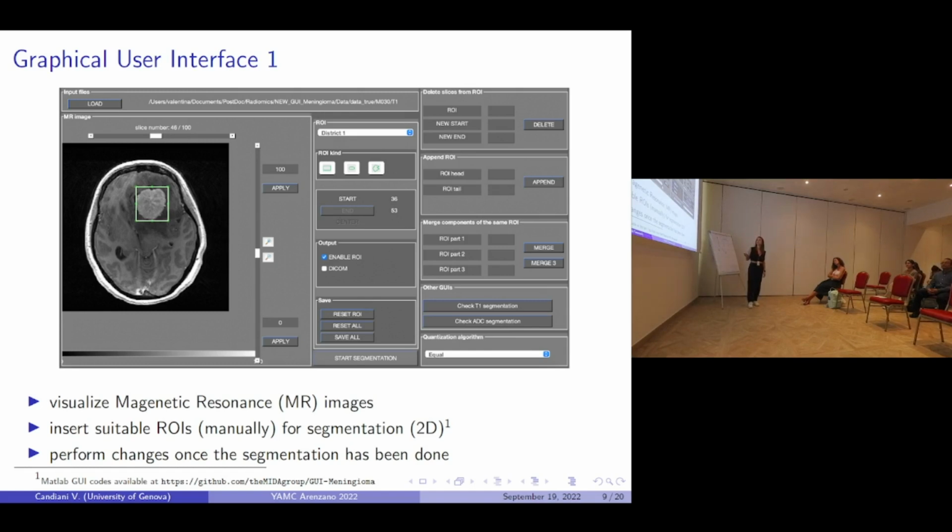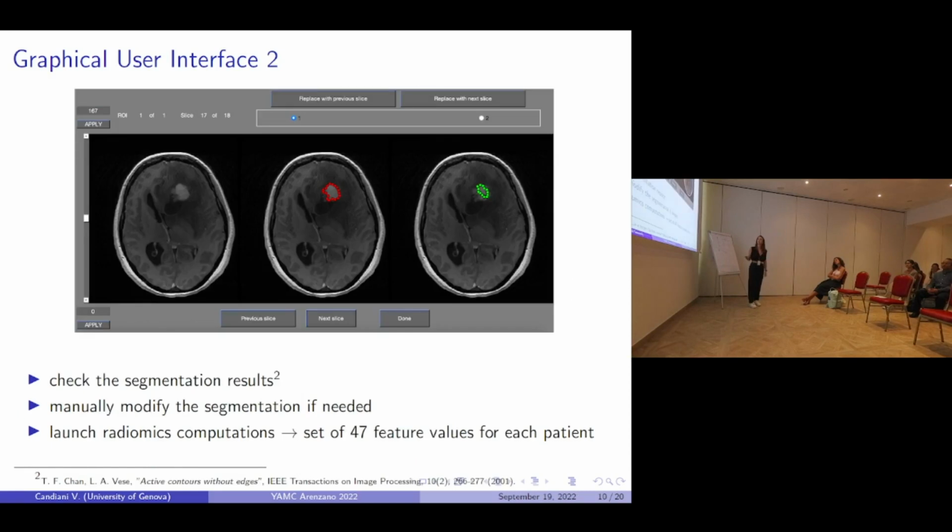And then all the functionalities on the right-hand side are needed once the segmentation has been done to modify it a little bit, maybe delete some region of interest or merge the parts, and, well, functionalities that we found useful once we have done the work. And the second graphical user interface is useful to check the segmentation results compared to the MR image, modify manually by dragging all the dots like she presented before, one by one. That took some time, if the segmentation, of course, is not as we would like.